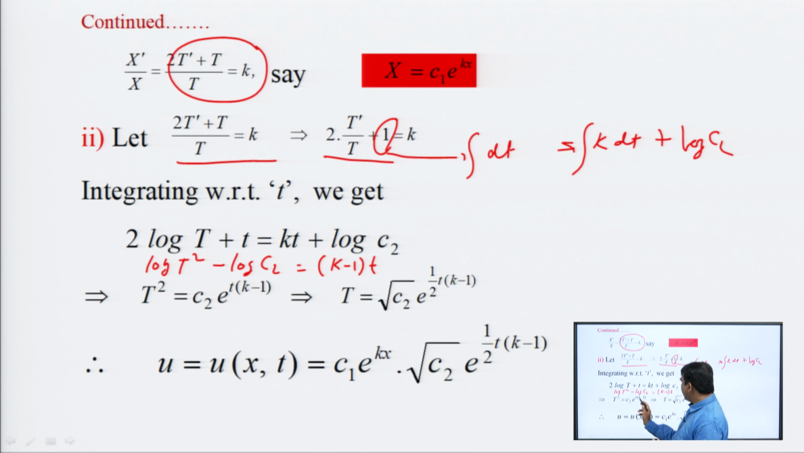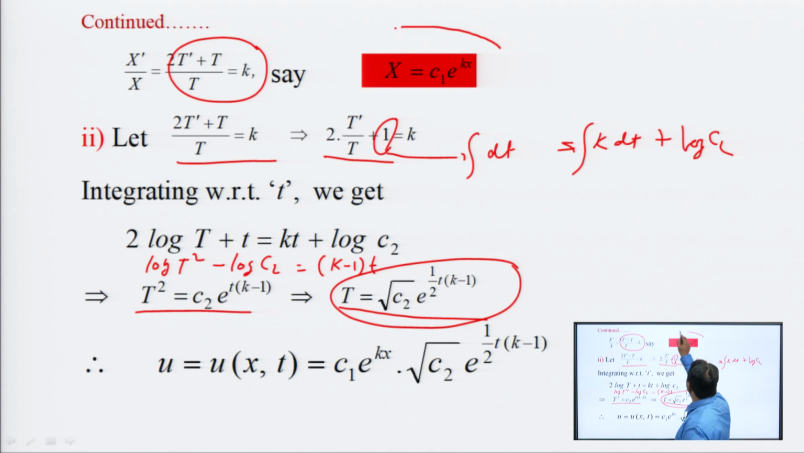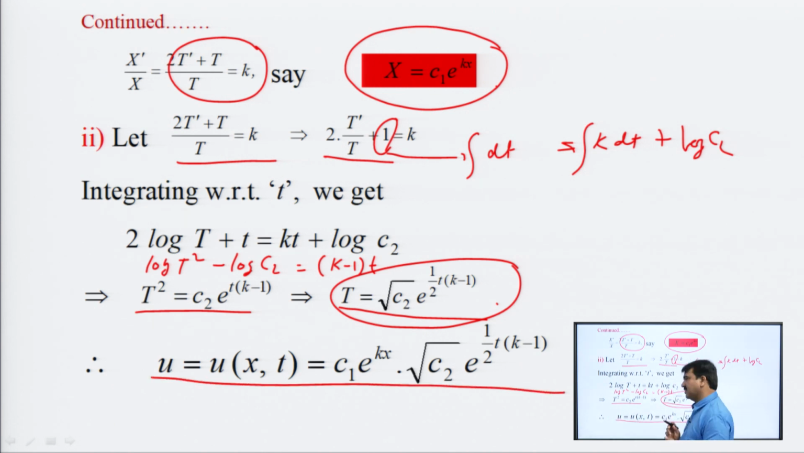So, from here we can write t square equal to C 2 into e to the power t into k minus 1, and if we take the square root, then we can write t is equal to root C 2 e to the power 1 by 2 t into k minus 1. So, finally, this is the value of t and this is the value of x. So, finally, we can write the value of u as this.